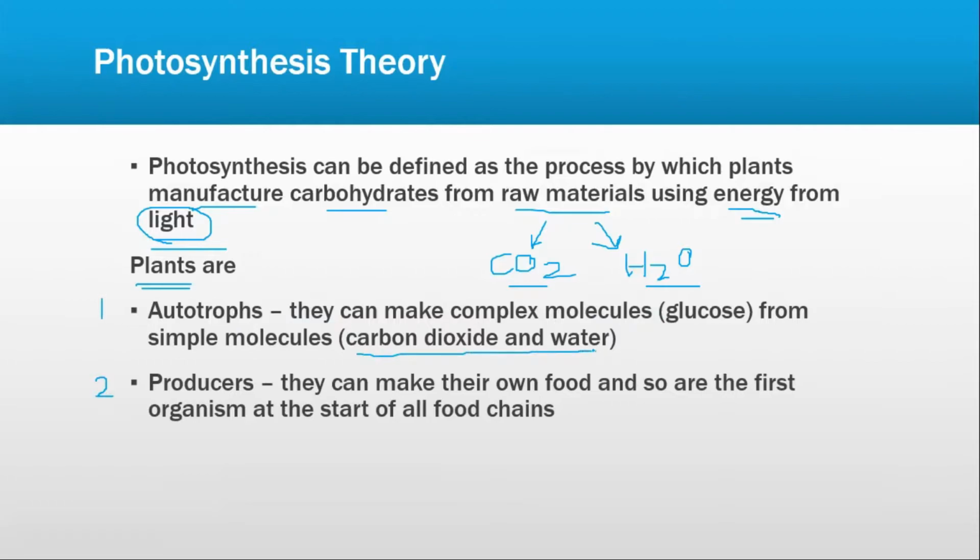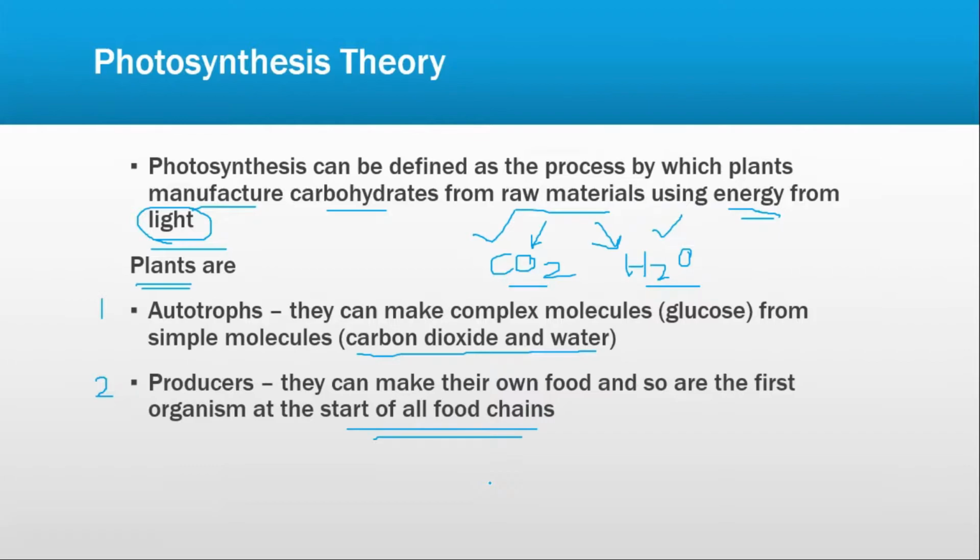So basically, autotrophs can make glucose from simple molecules, and those simple molecules are the basic raw materials of photosynthesis, which we just discussed, CO2 and water. Now, what are producers? They can make their own food, and so are the first organism at the start of all food chains.